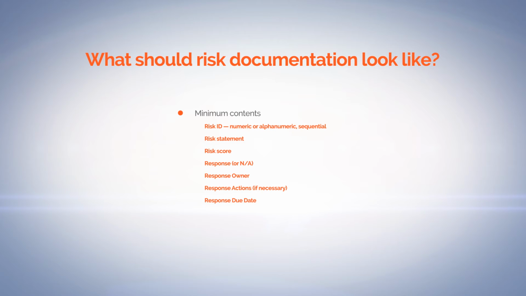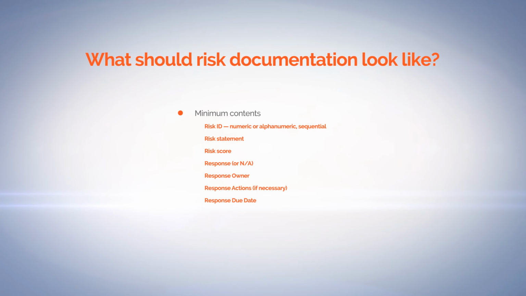You want a risk ID, risk statements, the scores, and a response or not applicable. Do make sure that if you're not going to take an action because it's a minimal risk, you put some sort of not applicable in the risk response area. Then it shows you have thought about it; you've not forgotten about it. And a response owner, actions and some sort of due date, so people have got an idea as to what it is they're actually supposed to be achieving.